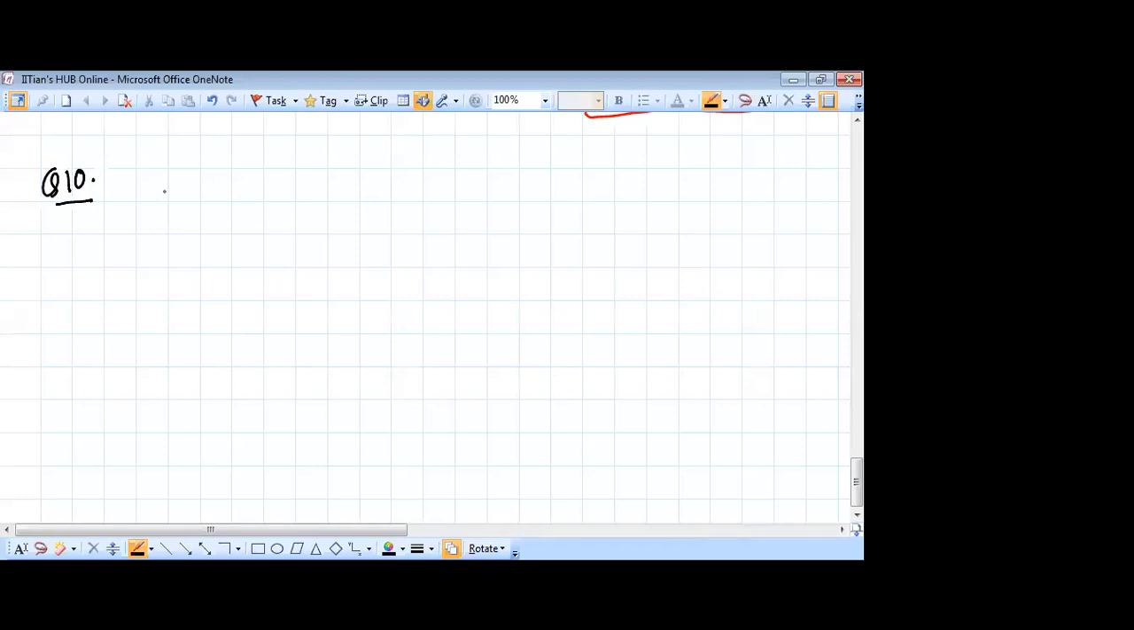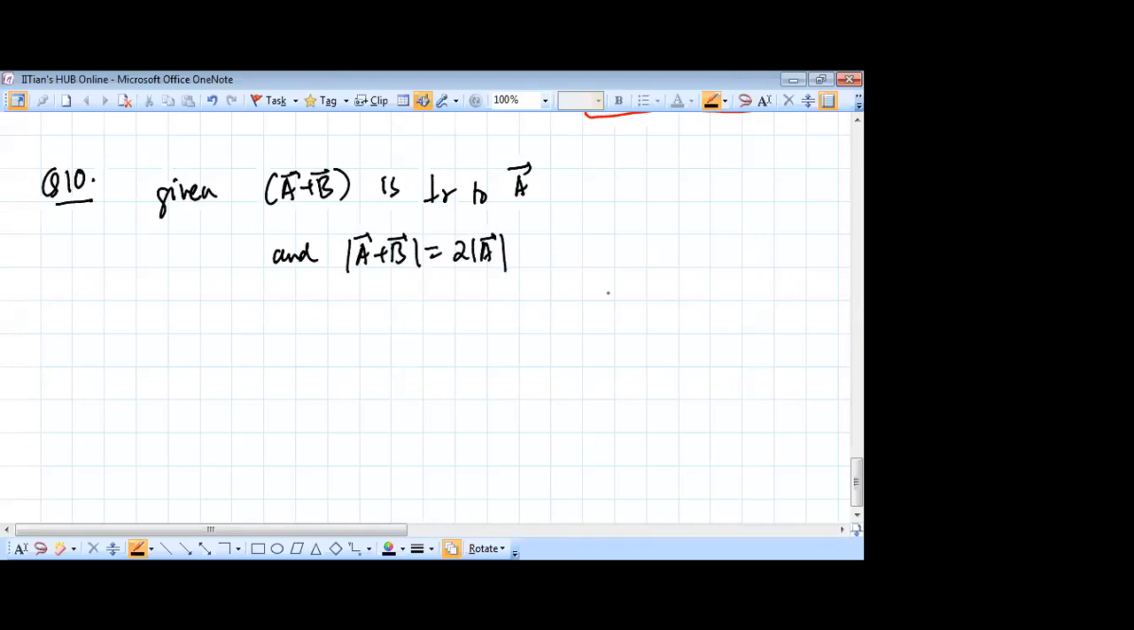Okay, so what is given to us is that the resultant of two vectors, that is A plus B, is perpendicular to A, and also it has a magnitude, that is mod of A plus B, equal to double of the magnitude of A. This is the information that is given. So now from this we have to find the ratio of magnitude of A to magnitude of B.